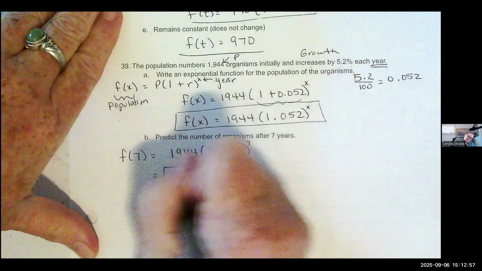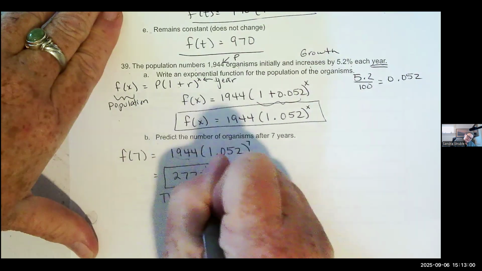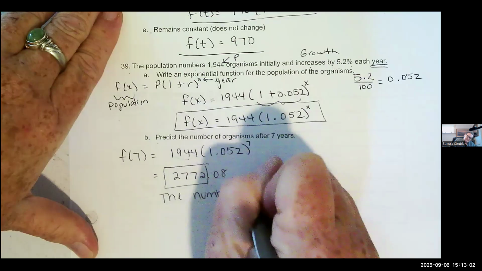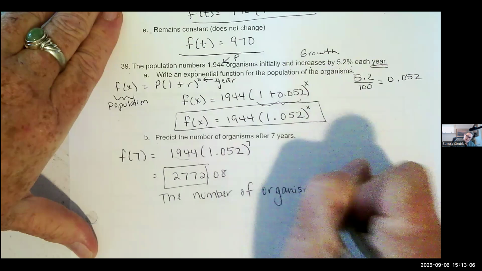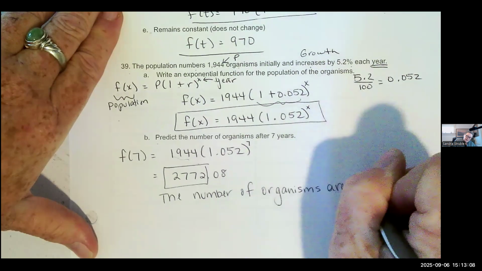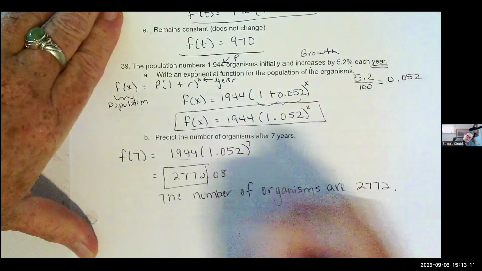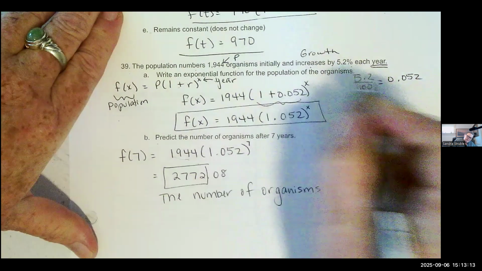The number of organisms are 2,772 after 7 years.